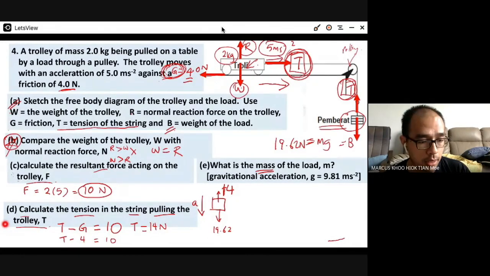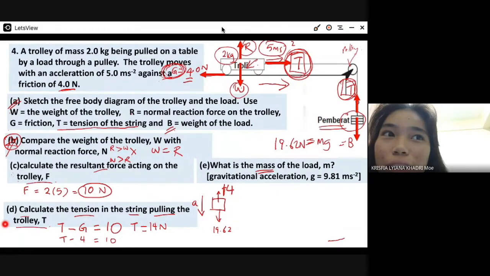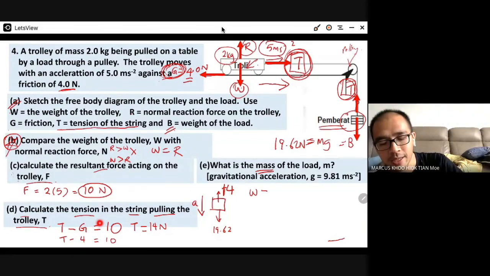Can you tell me the resultant force in this situation, in the case of this load? W minus ma? It cannot be ma. What is the force upwards? The force upwards is the tension. So it's actually 19.62 minus the tension, which we calculated just now, which is 14.